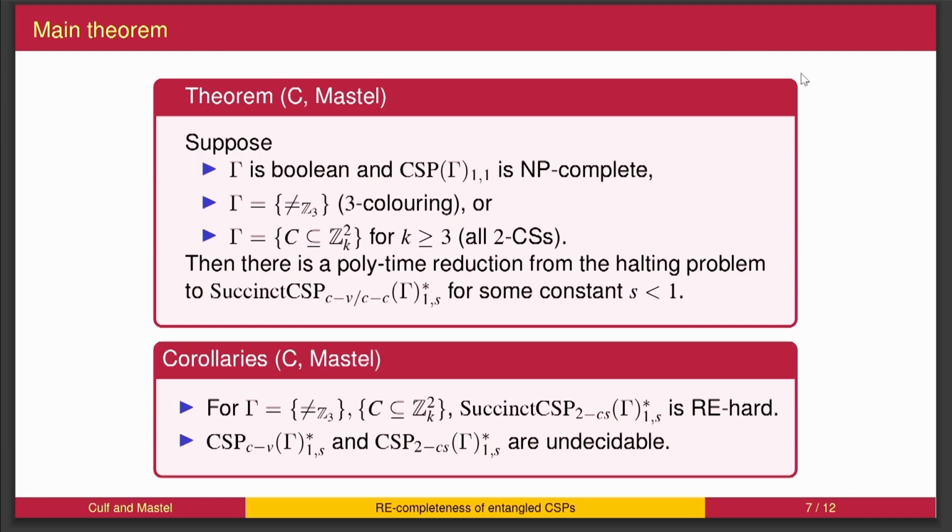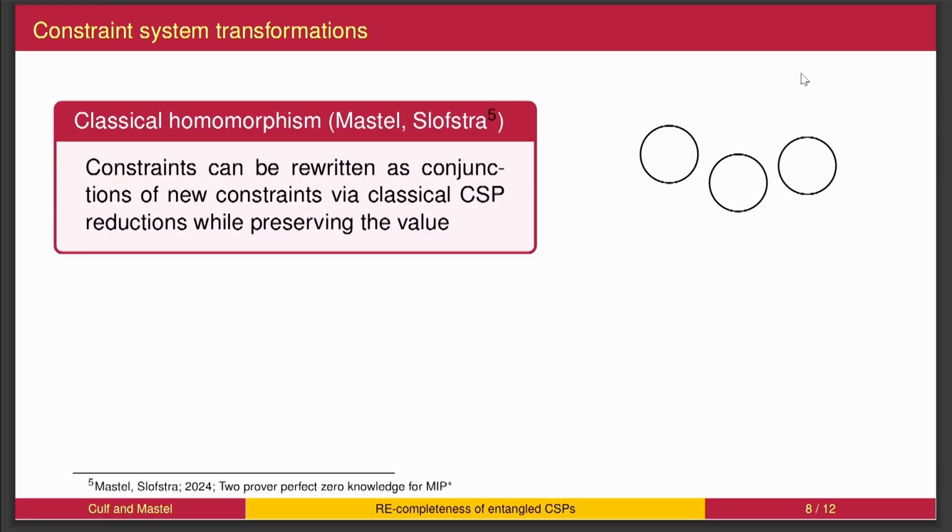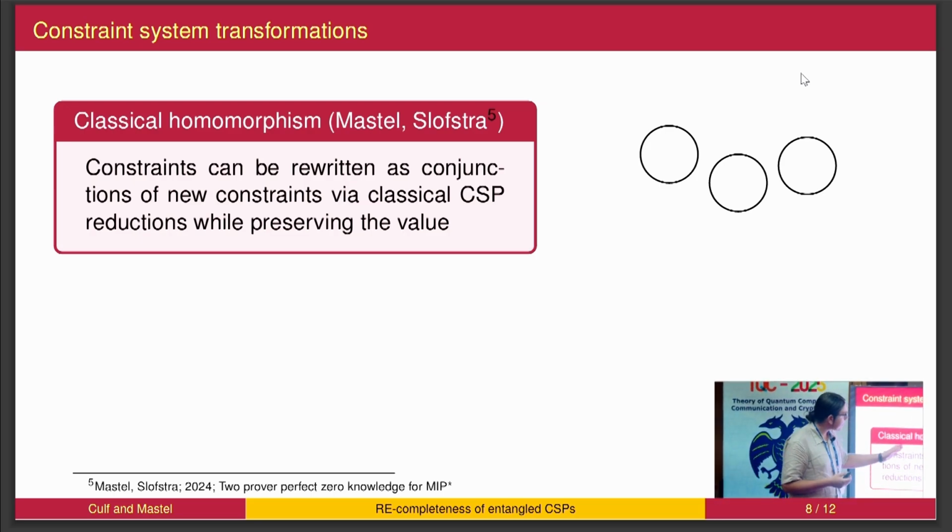So before the end, I'd like to go through a little bit of the details of how the proof of this result works. Really the idea to keep in mind is that we're quantizing the classical reductions that are already known to be possible. There are 2 major techniques that we make use of, based on earlier work of Mastel and Slofstra. The first is the classical homomorphism technique.